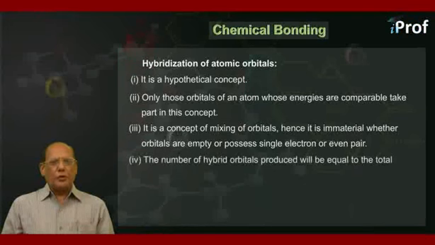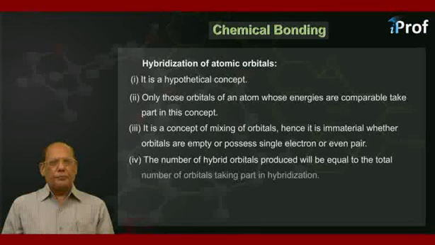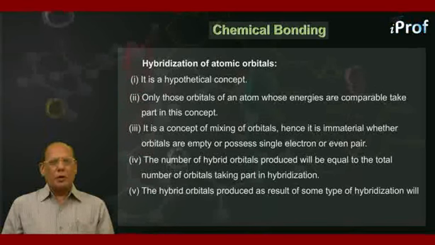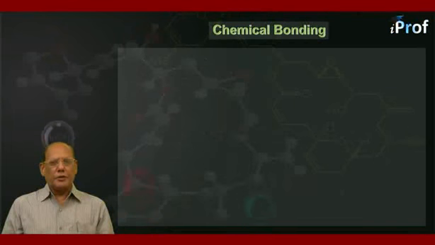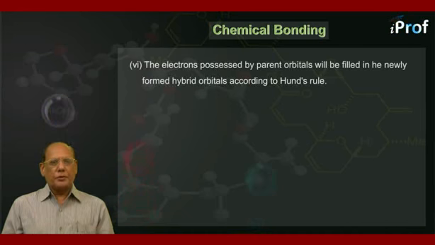Fourth, the number of hybrid orbitals produced will be equal to the total number of orbitals taking part in hybridization. Fifth, the hybrid orbitals produced as a result of some type of hybridization will be of the same energy, that is, degenerate. Sixth, the electrons possessed by parent orbitals will be filled in the newly formed hybrid orbitals according to Hund's rule.